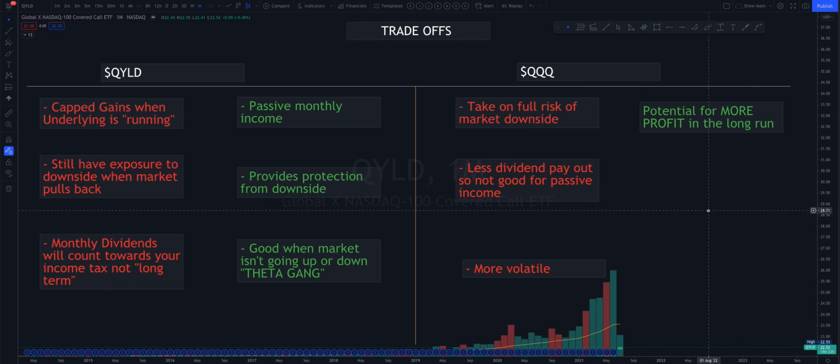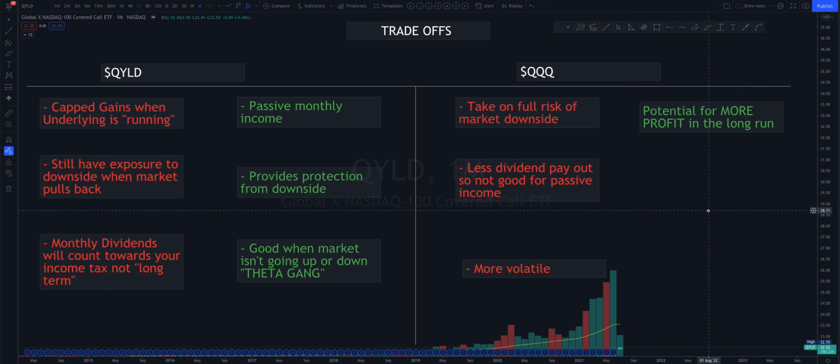Obviously, you can invest in Q yield in a Roth IRA or your 401k if you happen to have in-service rollovers and you're pretty much managing your own 401k. You can have this in there and you won't get those tax implications. So this one, it depends really.